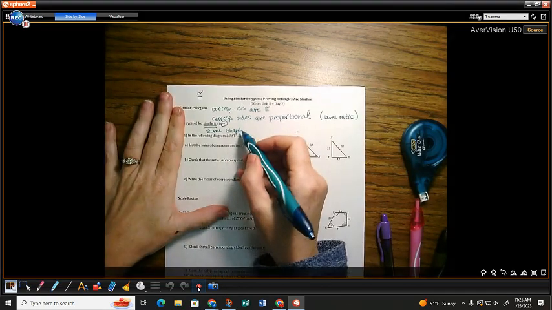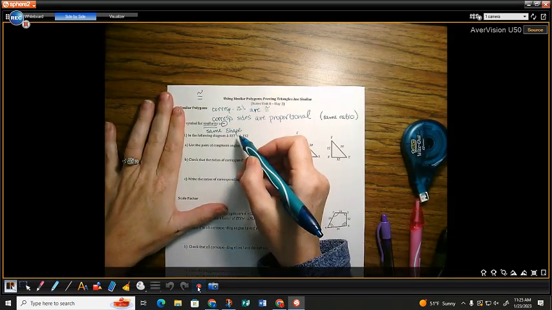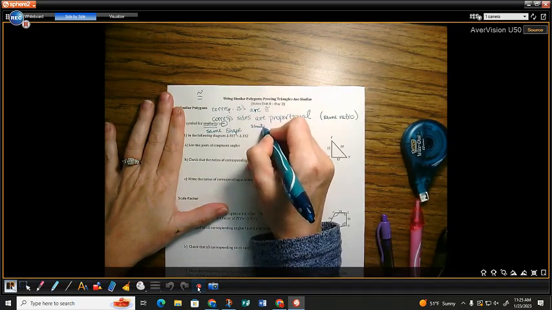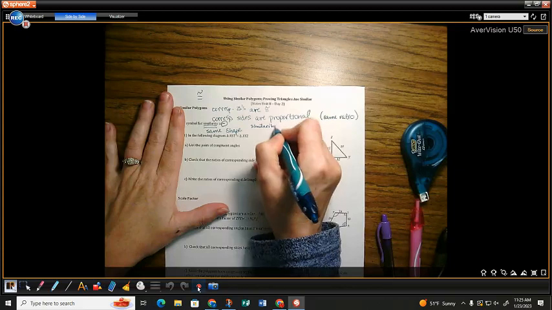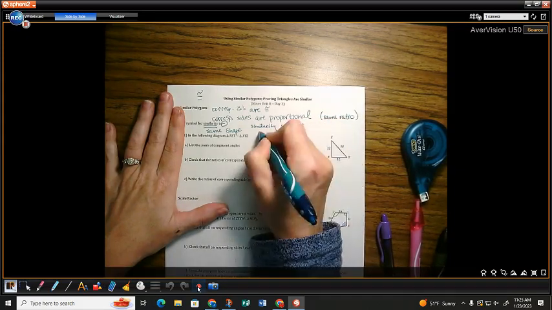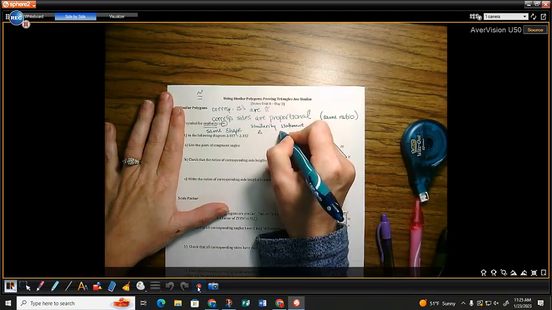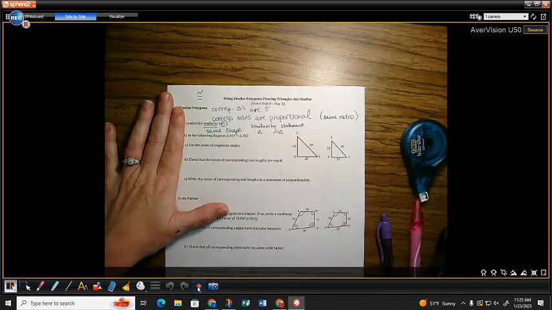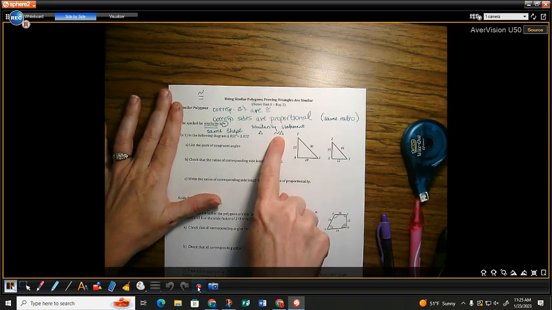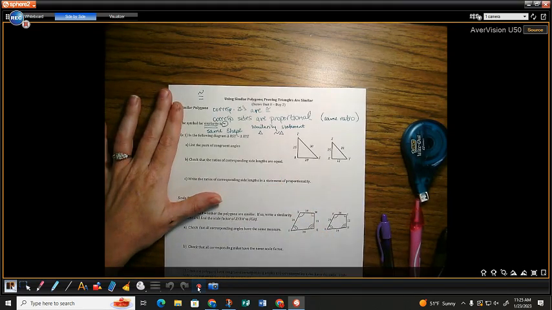And so when we use the symbol for similarity, we can write a similarity statement. Remember doing congruent statements, where you said one triangle was congruent to another triangle? We do the same thing for similar, and we just use our little similar squiggle here.